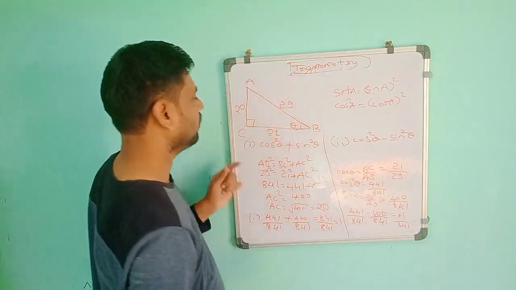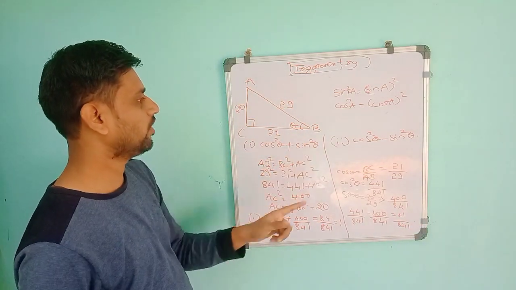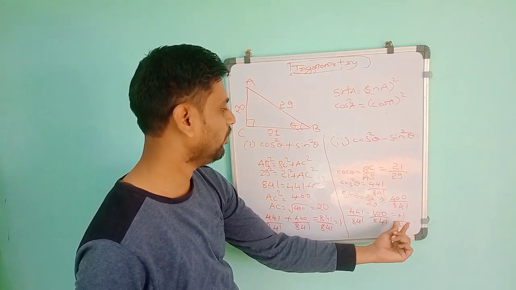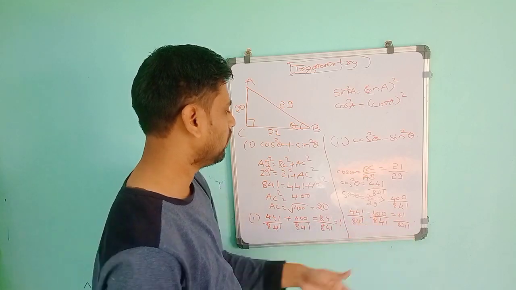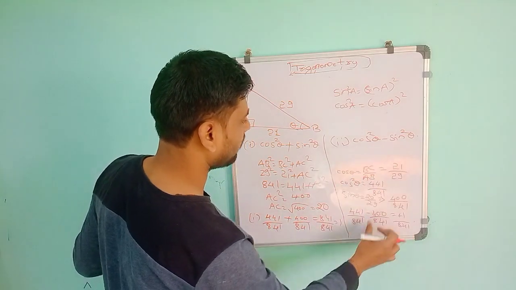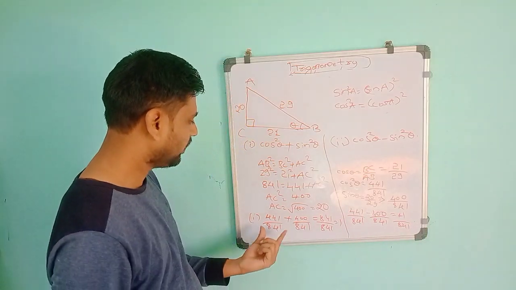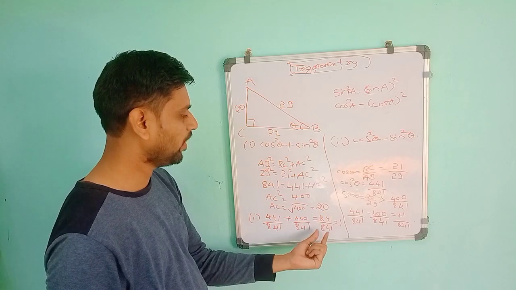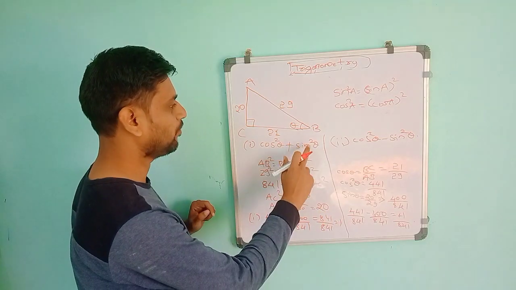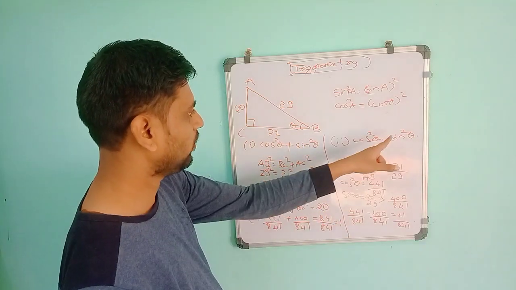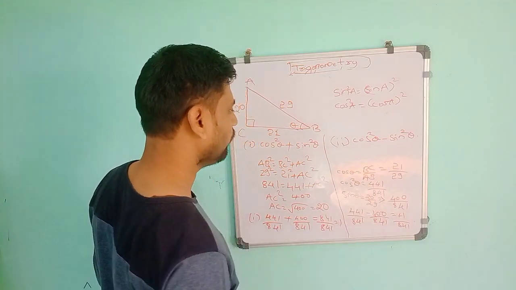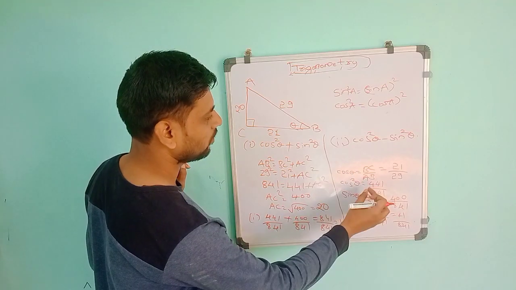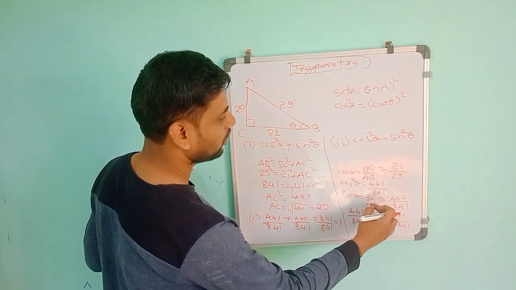So the values of these two: cos square theta plus sin square theta, and cos square theta minus sin square theta. Cos square theta minus sin square theta will be 41 by 841. Then this one, 441 divided by 841 plus 400 by 841, will be 841 by 841. It will be 1. So cos square theta plus sin square theta is equal to 1, and cos square theta minus sin square theta is 41 by 841. So how we find it: first we have to find cos theta, then square on both sides, then find sin theta and similarly square on both sides.